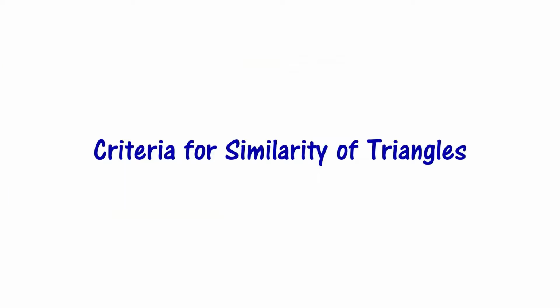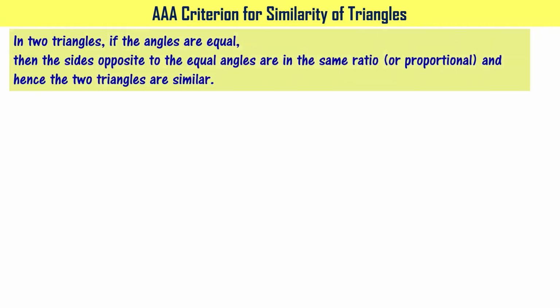Let us learn about criteria for similarity of triangles now. To begin with, let's learn about AAA criterion for similarity of triangles. This is also called angle criterion for similarity of triangles. It is stated as follows. In two triangles, if the angles are equal, then the sides opposite to the equal angles are in the same ratio, and hence the two triangles are similar.